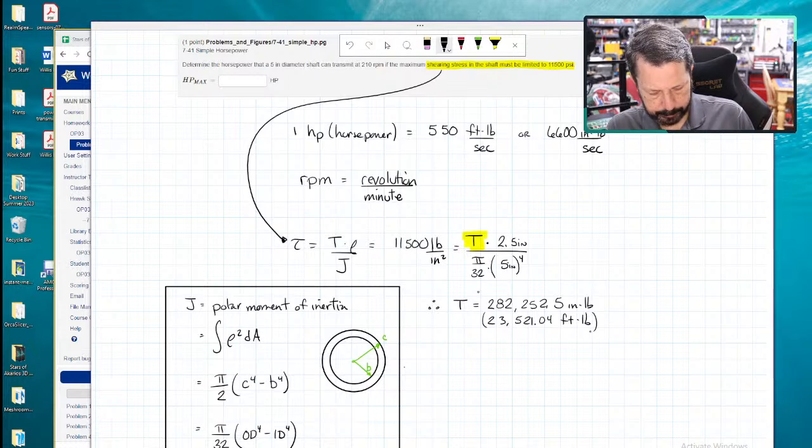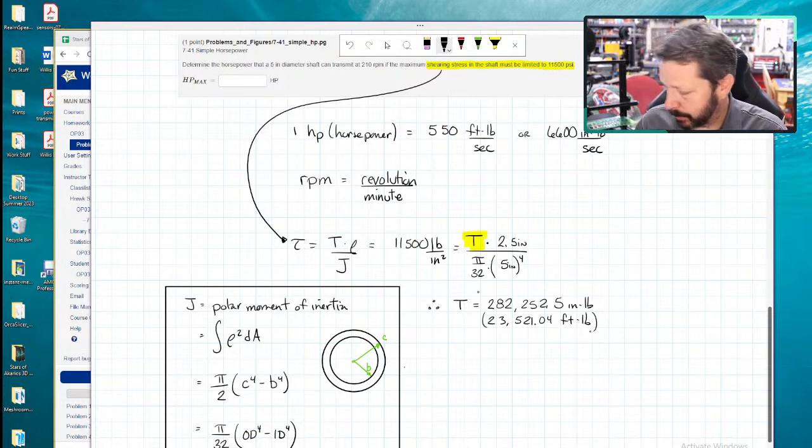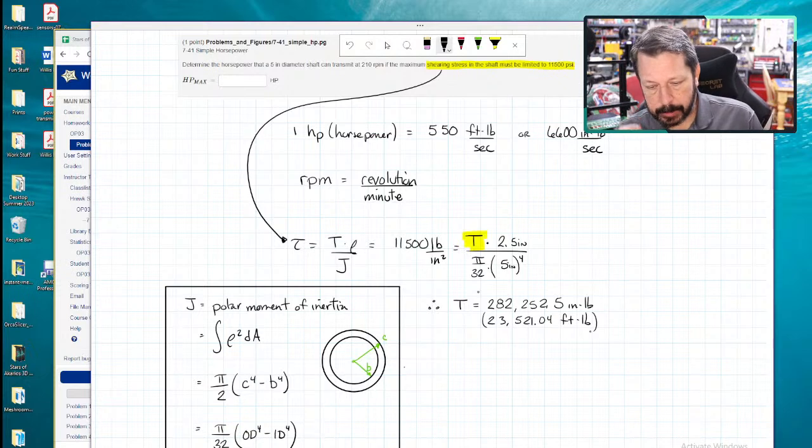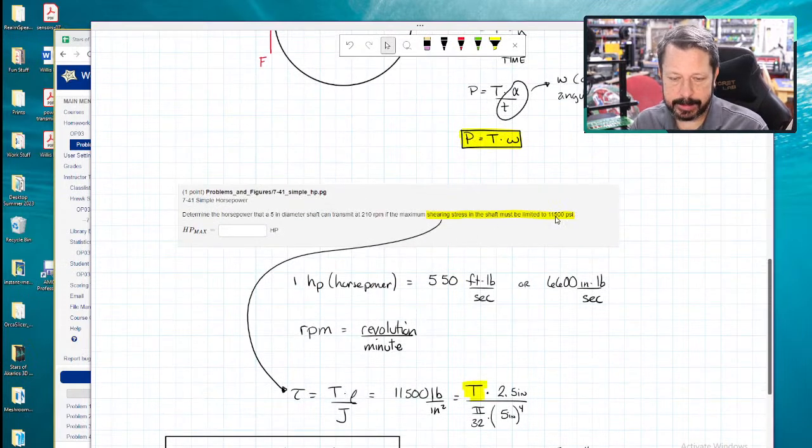Let's see. Well, now I get a little bit different number. What did I do differently? 11,500. All right, so I think I just typed something wrong the second time. So those look like our torque. That's the amount of torque that this shaft can handle under our constraint. The constraint we're working with is in the problem statement: we're limited on the torsional shear stress.